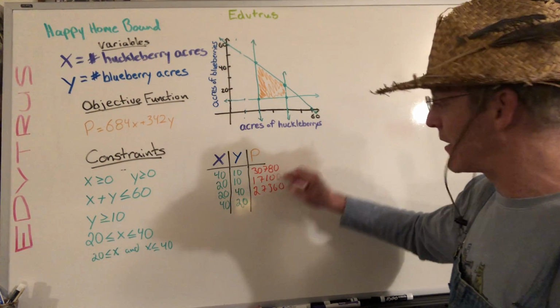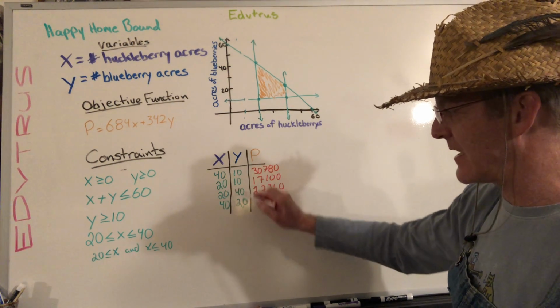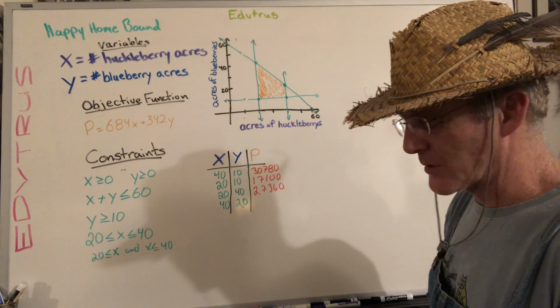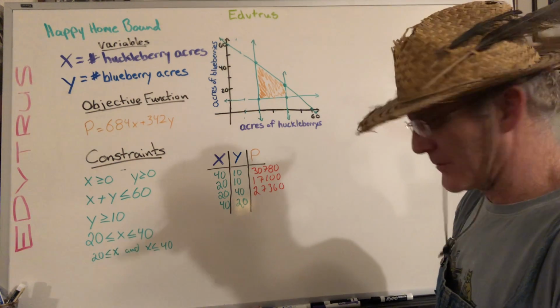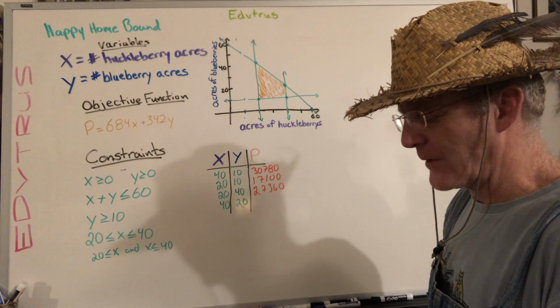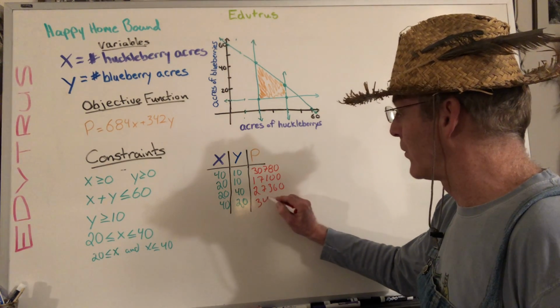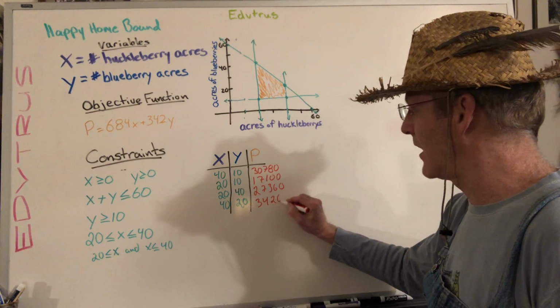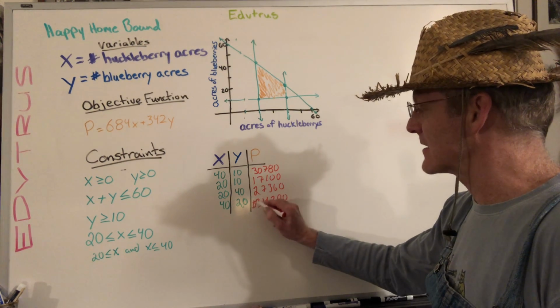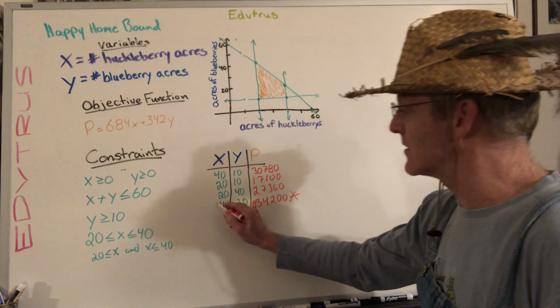That's looking like a winner right now, but look at this. 40, 40. This is going to be bigger, isn't it? So we're going to plug that in. 40, 20. And we end at, yep, $34,200. So there's our big winner.